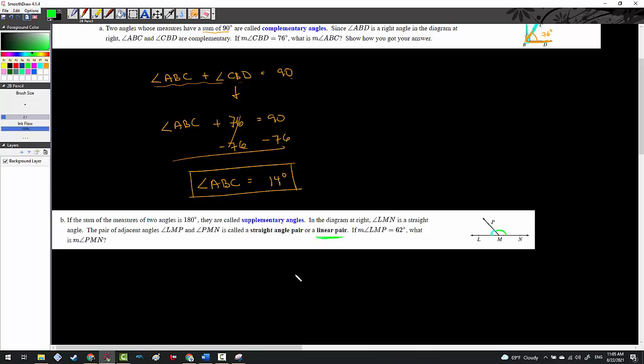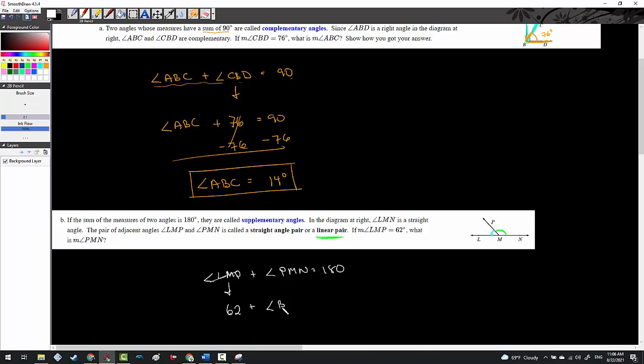They're saying that angle LMP is 62 degrees. What is the measure of angle PMN? Well, it's almost exactly like the last one, except instead of 90, I'm going to add them up and have them become 180. So I can say that angle LMP plus angle PMN is going to be 180 degrees. Again, they told us that angle LMP was 62 degrees.